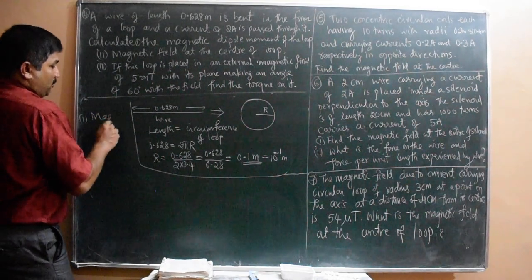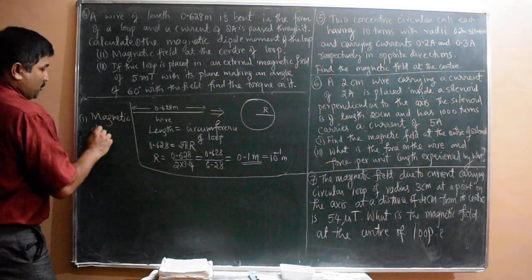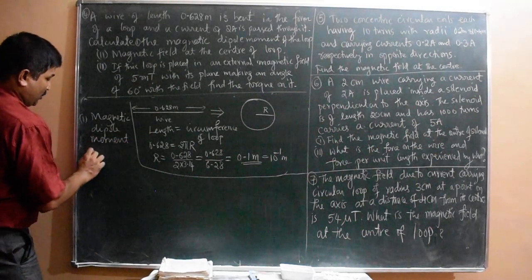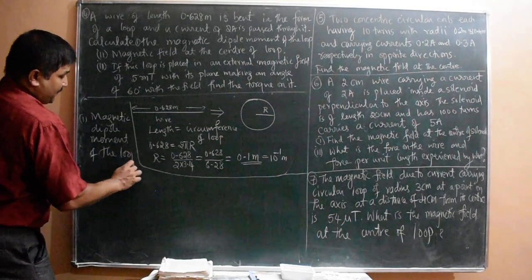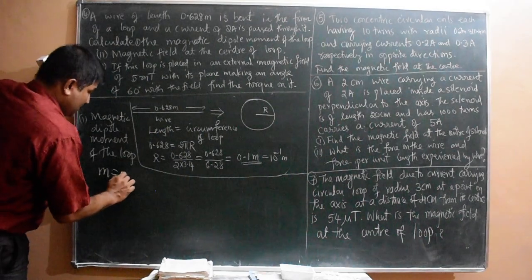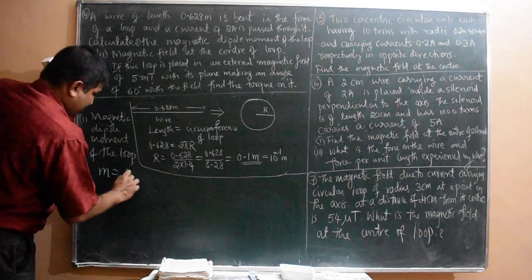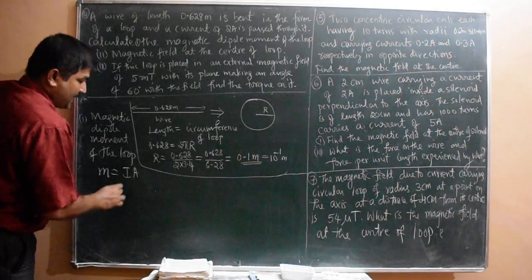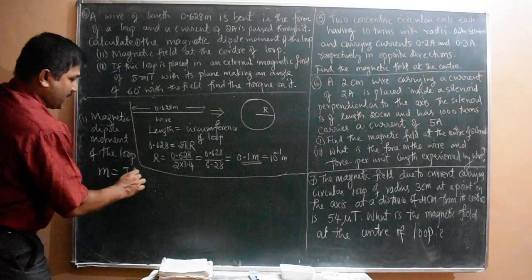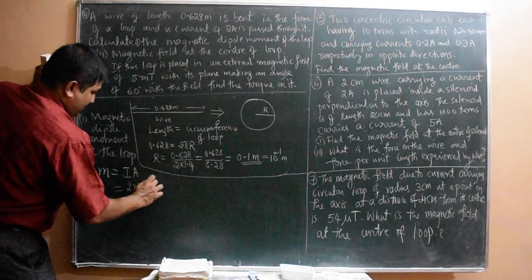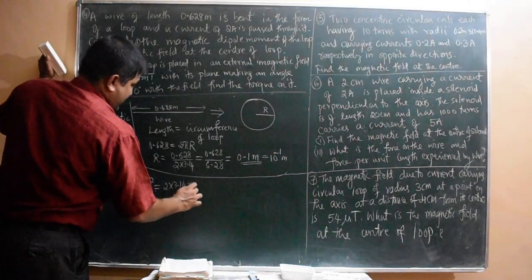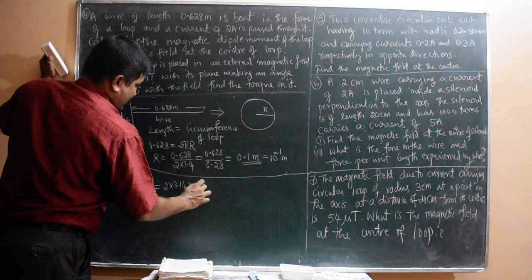So magnetic dipole moment. What is the symbol for the magnetic dipole moment of the loop? Symbol is M. M equal to NIA. N is 1 here, so it is just I into A. I is the current in the loop. Current of 2 ampere is passed through the loop. So 2 into area pi r square. Pi into r square. Correct?